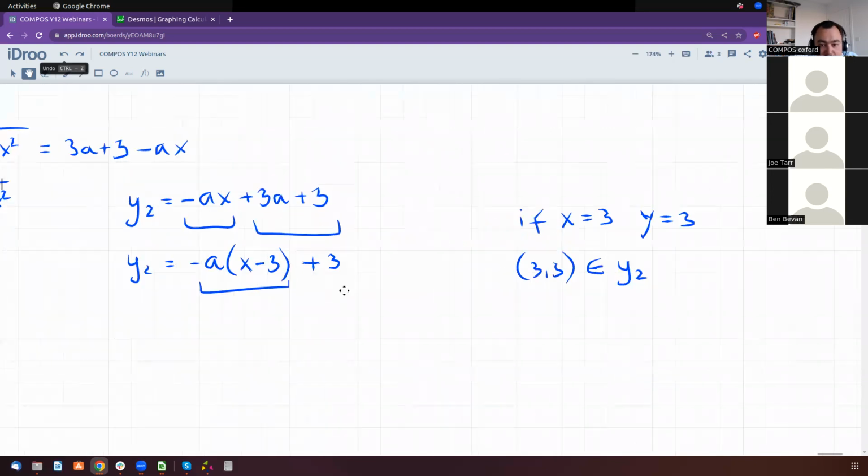So this is a straight line going through the point (3, 3). So minus a is the gradient.